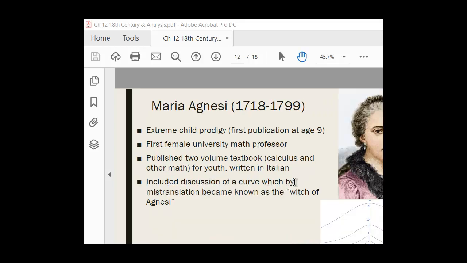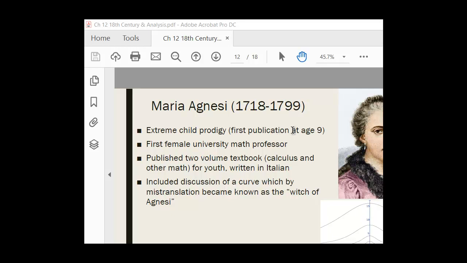Next person, Agnesi, was a woman in the early 1700s. Most of the mathematicians we've talked about have been child prodigies. They were very good at things from a very early age. But Agnesi was an extreme child prodigy. She wrote her first publication at age 9. It wasn't math, but still, the idea of a 9-year-old writing things for a journal is astounding.